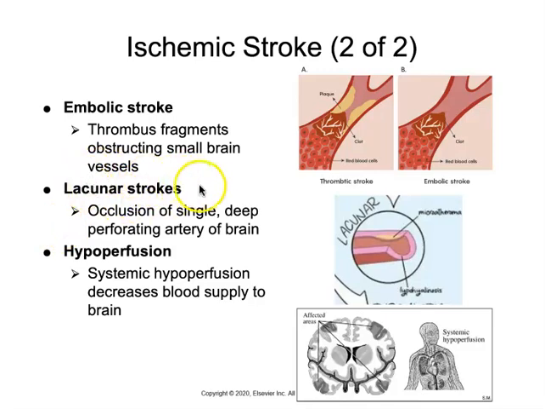Another type is going to be our lacunar strokes, and this results from an occlusion of a single deep perforating artery in the brain. These strokes are small but can cause significant neurological deficits and are often linked to chronic conditions like hypertension. And then we have hypoperfusion, and these are strokes that occur when we have a systemic blood flow drop, and that reduces oxygen supply to the brain and can be caused by heart failure, shock, or severe blood loss, and can require us to intervene immediately and try and restore circulation.